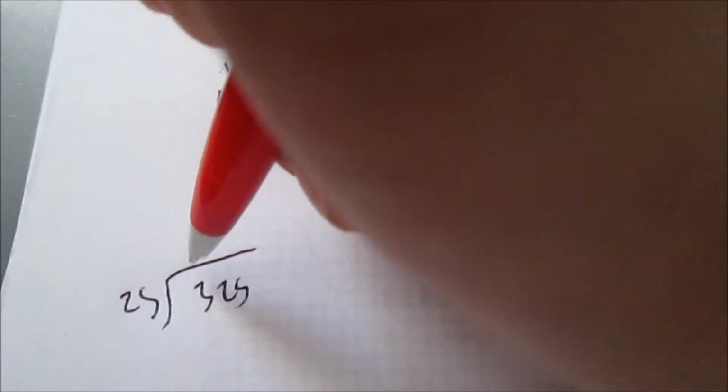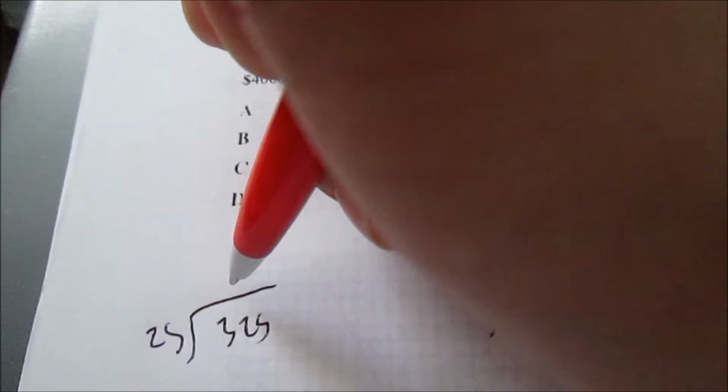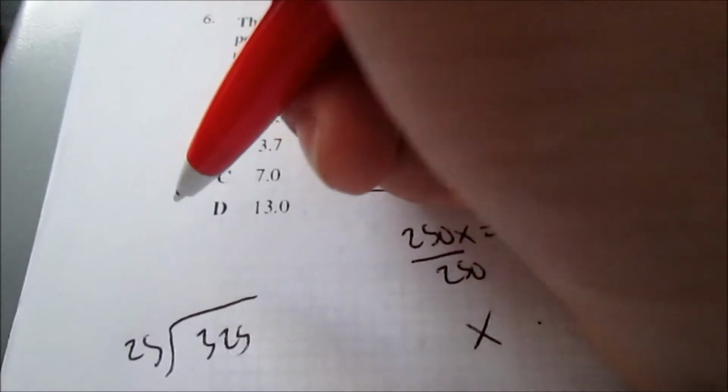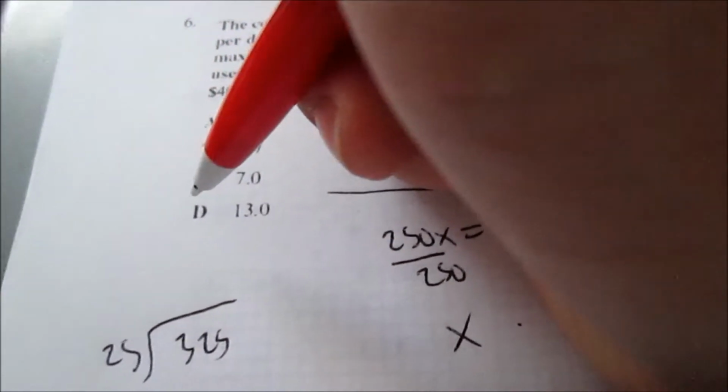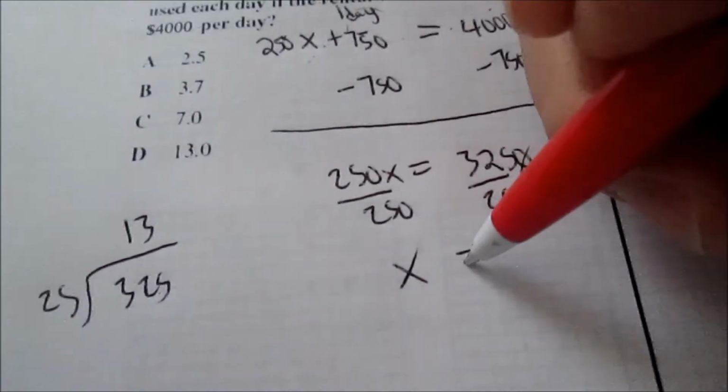So how many times can 25 go into 300? First of all, let's see. There are 4 25s in every 100. Okay, 25 plus 25 plus 25 plus 25 is 100. And I have 300. That's 3 times as many. So if there's 4 25s in 100, I need to do 4 times 3, which is 12. But since there's another 25, I have to add one more, so that's 13. So x is equal to 13.